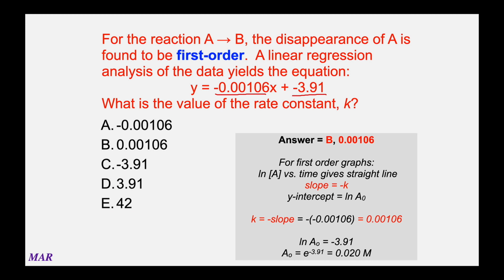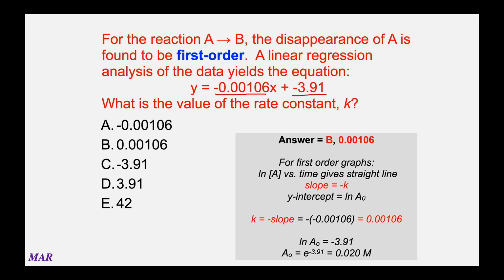So in a first order graph, you would plot natural log of concentration versus time, and the slope will be negative. The slope is always related to the rate constant K, regardless of if it's second order, zero order, or first order. So it's either used as is or made positive, and in this case, we certainly want to make it positive. So 0.00106 is going to be the value for K.